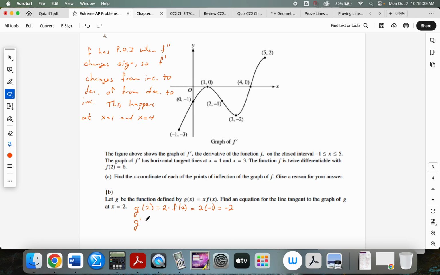g prime of x, and again, they're testing can you do derivatives. We've got to use the product rule. It'll be x times f prime of x minus f of x times 1. So g prime of 2 is going to be 2 times f prime at 2 is negative 1. Oh, sorry, back up just a second. f of 2 up here is 6. I was looking at the derivative. This is 12.